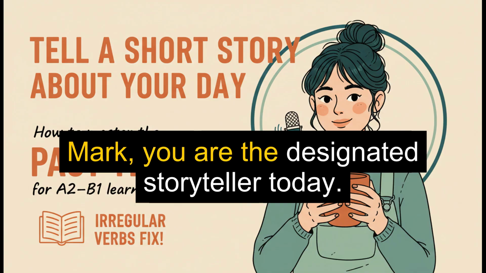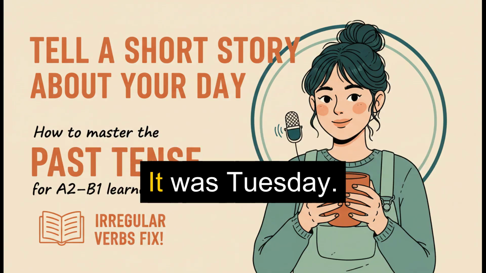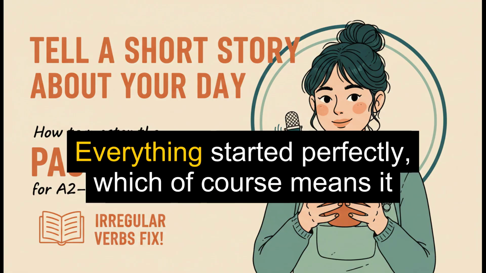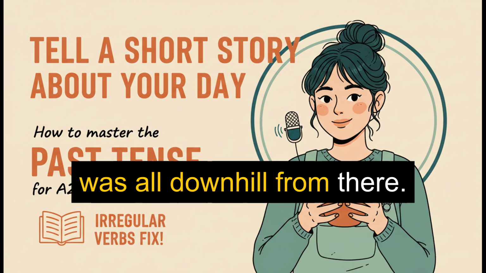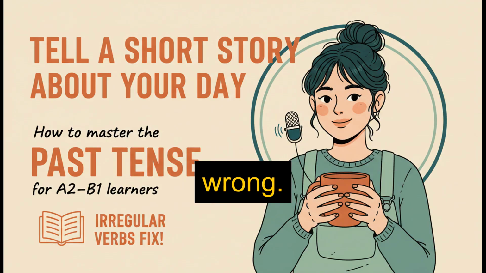Mark, you are the designated storyteller today. Ready to talk about your worst day ever? I am ready, Clara. It was Tuesday. Everything started perfectly, which, of course, means it was all downhill from there. The theme of this story is everything that went wrong.